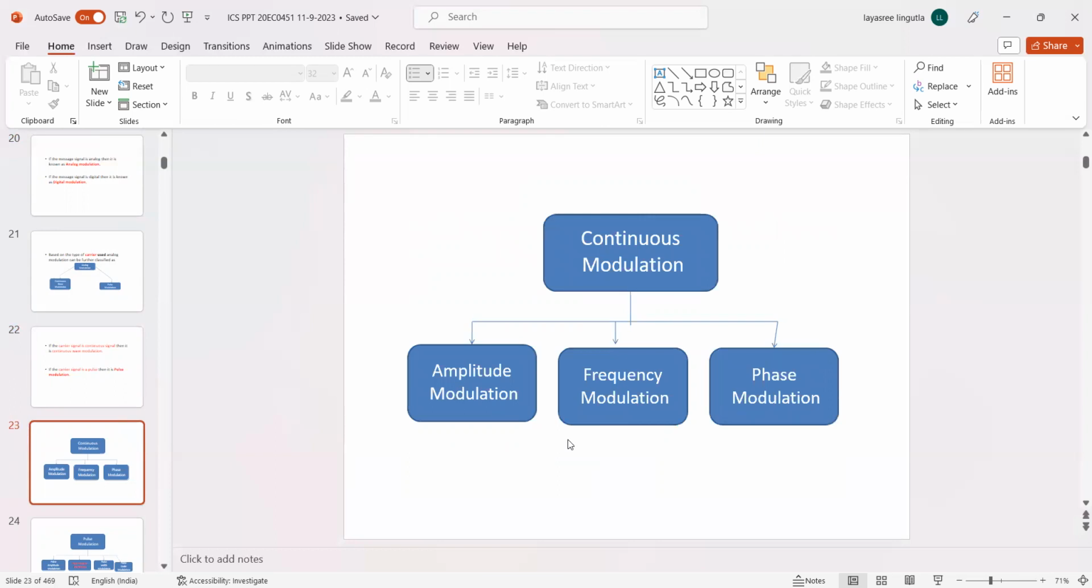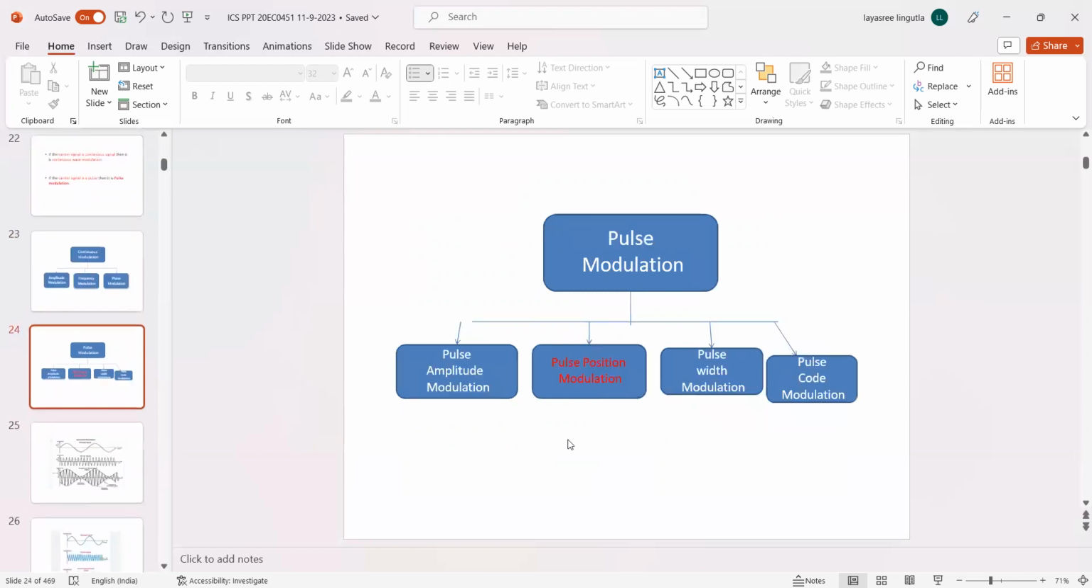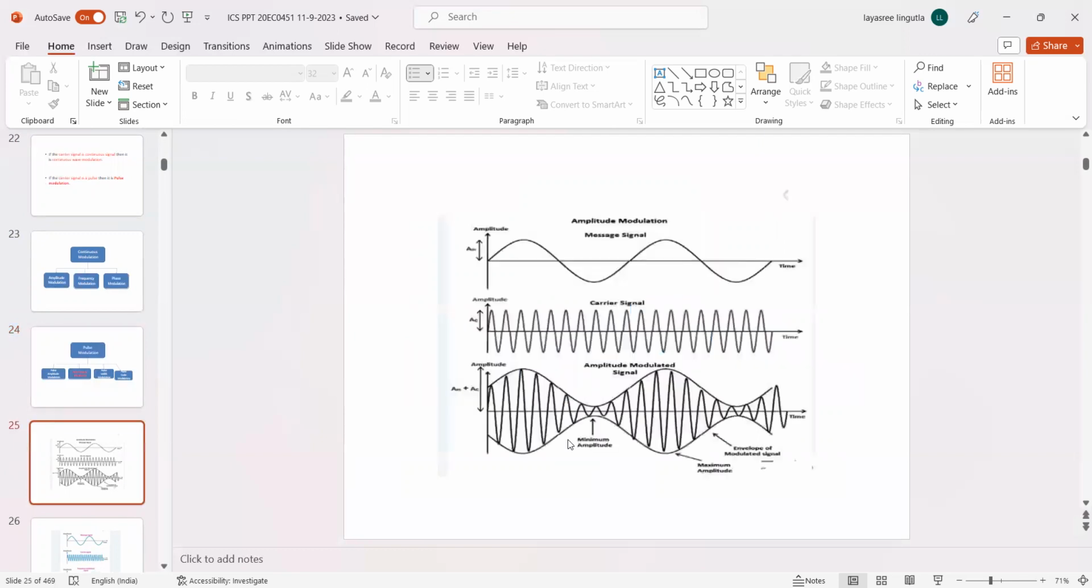Again, continuous wave modulation can be classified into three: amplitude modulation, frequency modulation, and phase modulation. Pulse modulation can be classified into four: pulse amplitude modulation, pulse position modulation, pulse width modulation, and pulse code modulation. Now I need to discuss amplitude modulation.